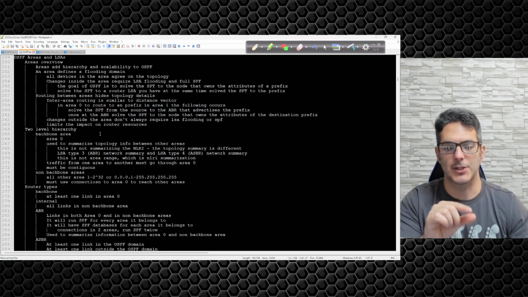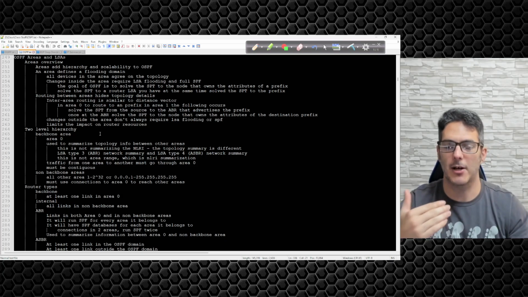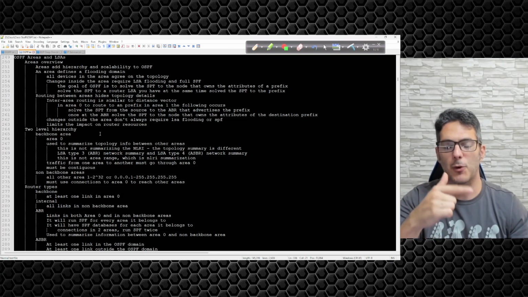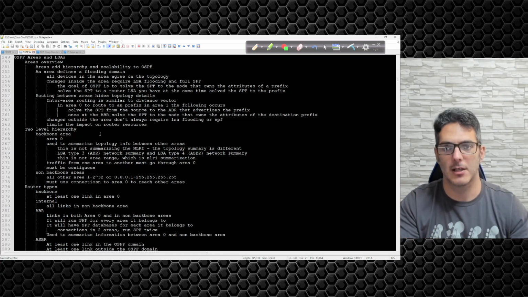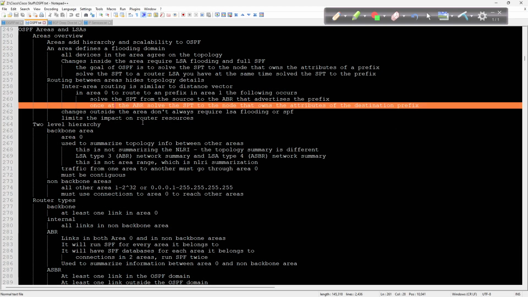Every router is going to have its own ID, the router ID. So if you can solve the shortest path tree to the router LSA, or in this case the type 3 LSA if you're in between areas, then you're also going to be able to solve the shortest path tree to the prefix you're trying to reach. You're trying to get to the node that owns the prefix. If you can get to the node that owns the prefix, you've already reached the prefix. So once the ABR solves the shortest path tree to the node that owns the destination prefix, it's almost like a redirect.